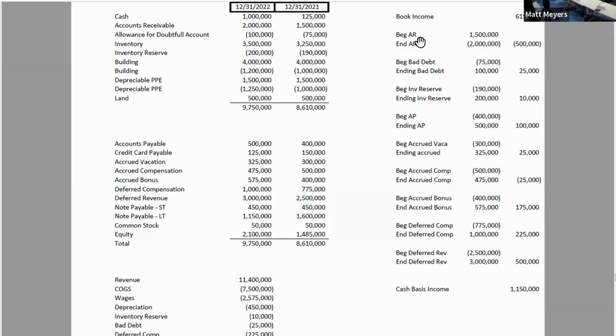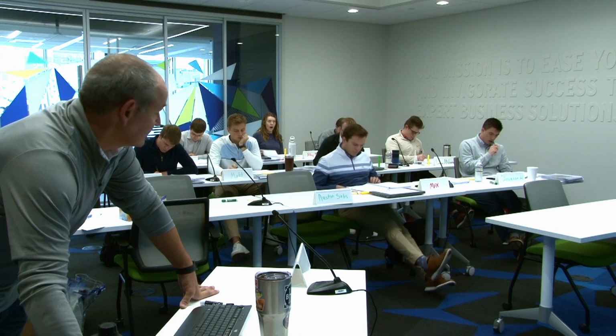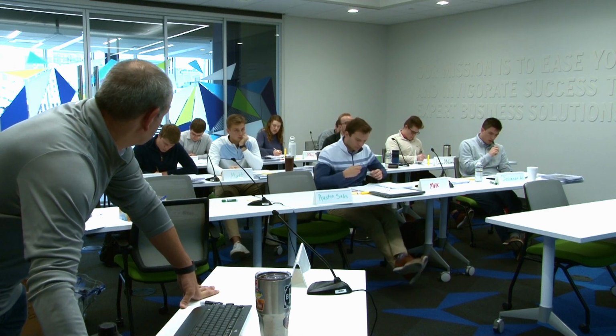The way I think about it is, if my assets go up, my income goes down. So if we look at our balance sheet, our AR went up by 500, so our income is going to go down by 500. And liabilities are the opposite. Liabilities go up, income goes up. So that's my gut check at the end to see if my accrual cash makes sense. I think we're still on cash basis. We are. Okay, so this is cash basis year 2, is my point.